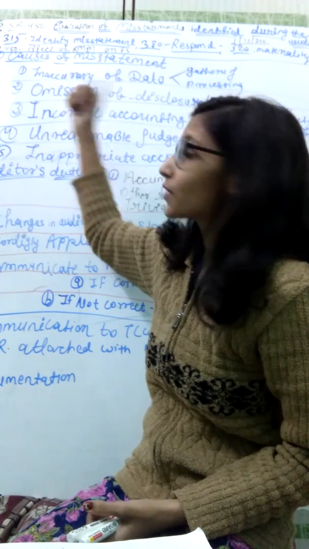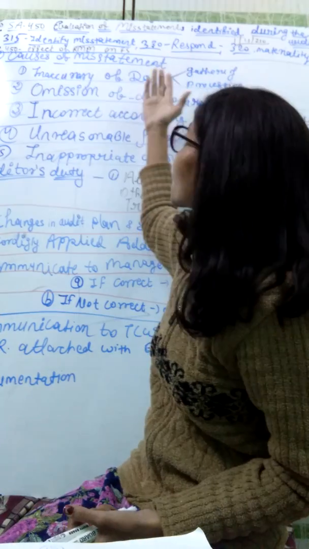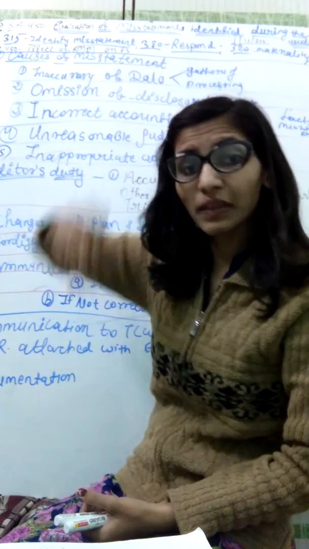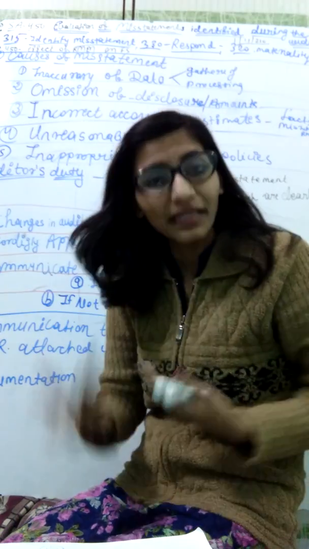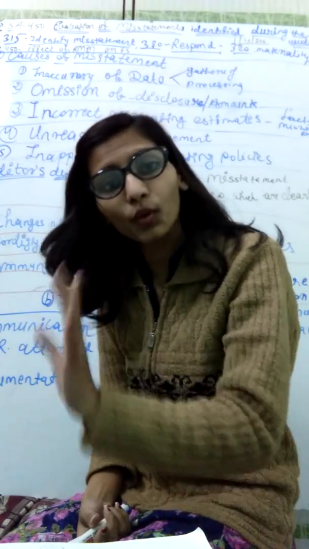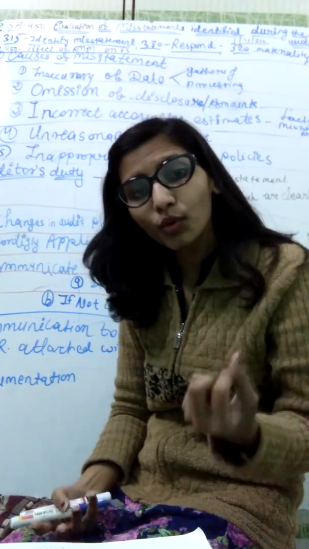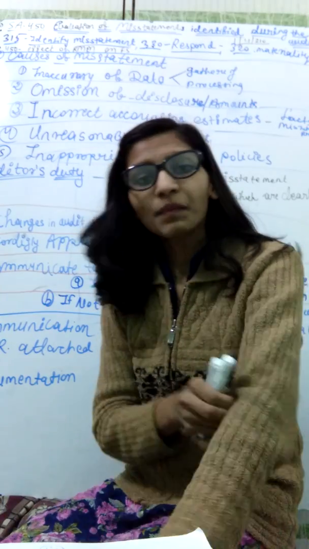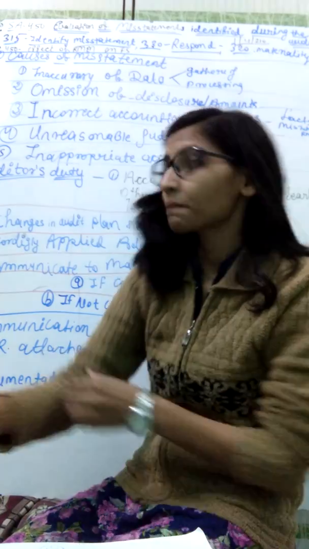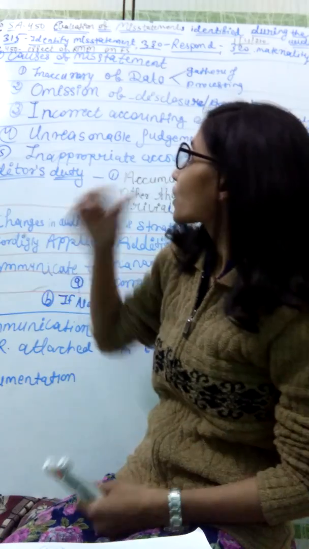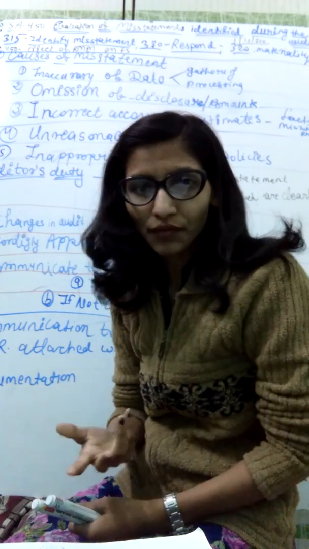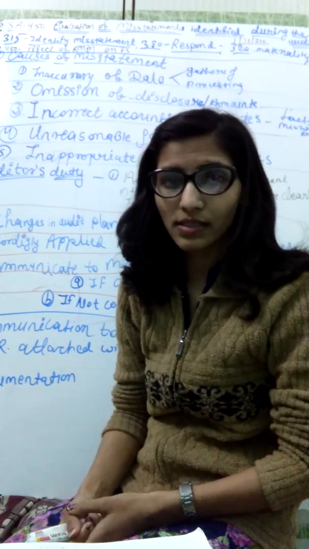In 315 we identify the misstatement. In 330 we respond to those misstatements. In 320 we decide what's the material misstatement, and in 450 we evaluate the effect of those misstatements on financial statements. Okay, when we talk about misstatement, what are the causes of misstatement, what's the reason for misstatement?